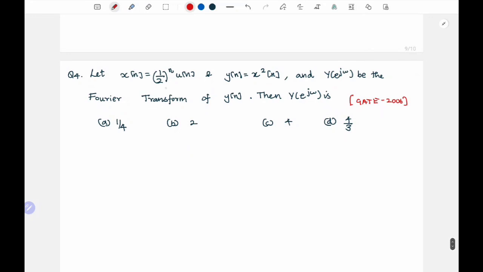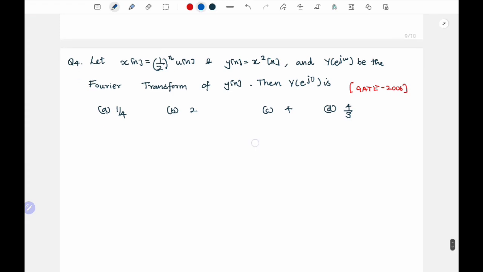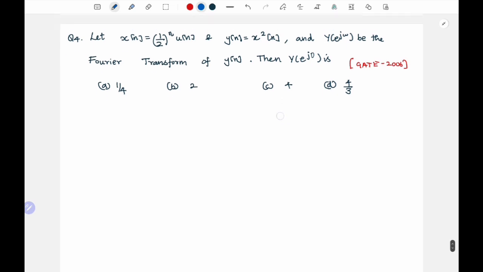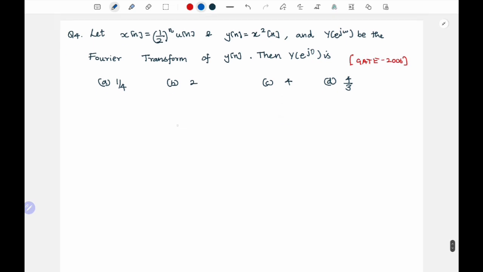Let x of n equal to 1 by 2 power n u of n and y of n equal to x square of n, and Y of e power j omega be the Fourier transform of y of n. Then Y of e power j0 is, again this is Y of e power j0. So this is again an easy question. Since they have given x square of n, it's not necessary that you should do the convolution in the frequency domain, right? Your x of n is simple.